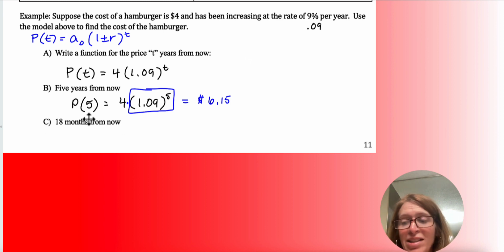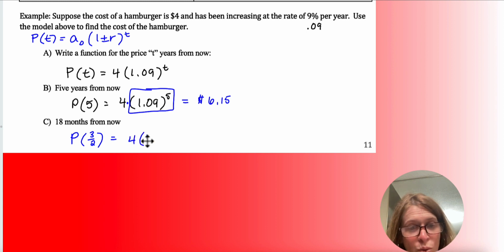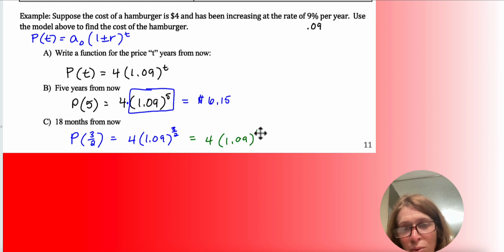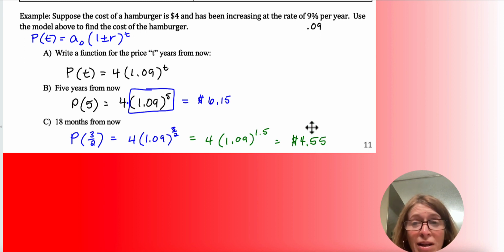18 months from now. Okay, this is why we learn about rational exponents. So 18 months from now would be 3 halves or 1.5. So p of 3 halves equals 4 times 1.09 to the 3 halves. Now, because it's a calculator issue, I could write that as 1.09 to the 1.5 because 3 halves is 1.5. Okay, so 18 months from now, that $4 hamburger is going to be $4.55. Okay, not that hard. You're just really plugging in information.